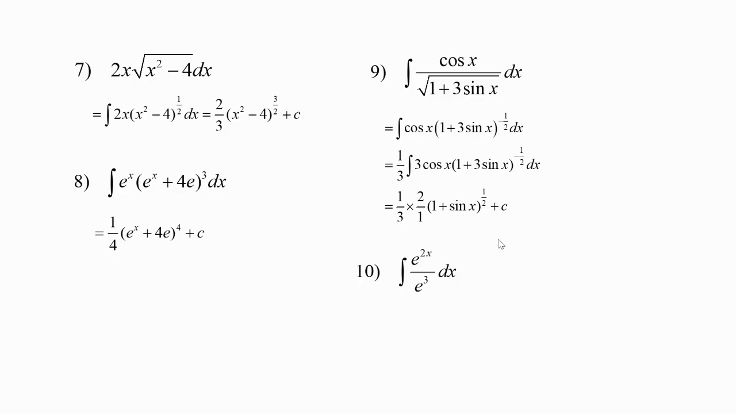All right, and then the last one, e to the 2x over e to the 3 is simply e to the 2x minus 3. This is linear, so therefore I can just go 1 over 2 e to the 2x minus 3 plus c. Okay.